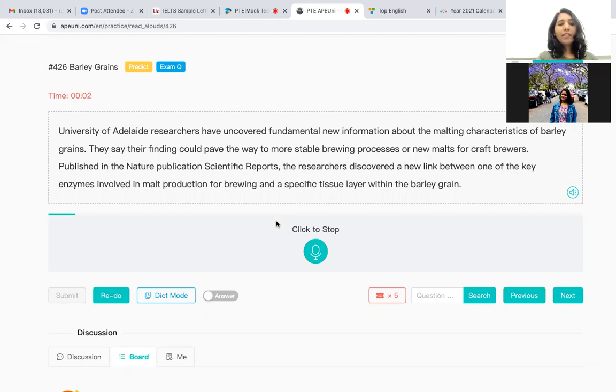University of Adelaide researchers have uncovered fundamental new information about the malting characteristics of barley grains. They say their findings could pave the way to a more stable brewing process or new malts for craft brewers. Published in the Nature publication Scientific Reports, researchers discovered a new link between one of the key enzymes involved in malt production for brewing and a specific tissue layer within the barley grains.